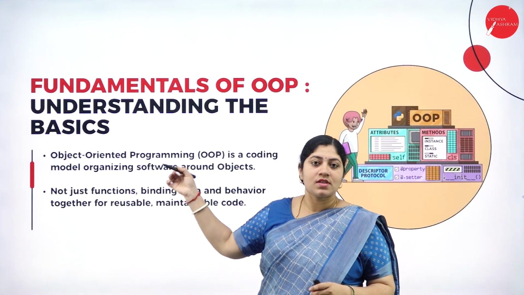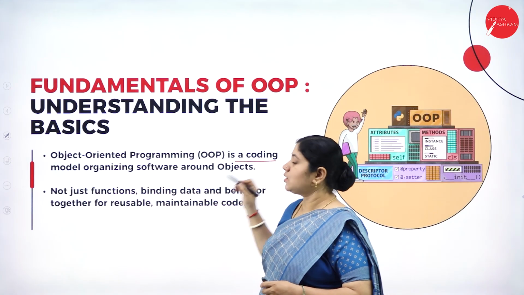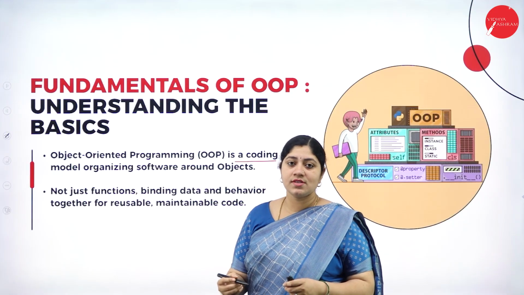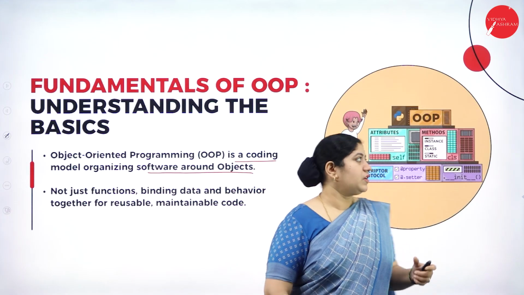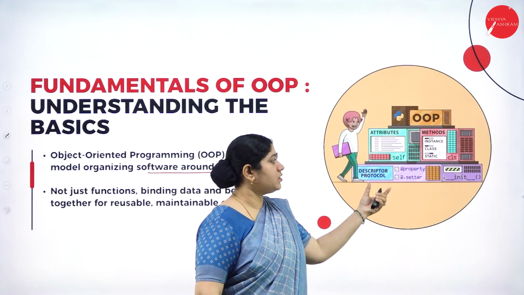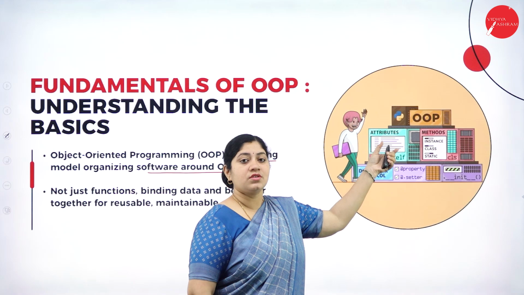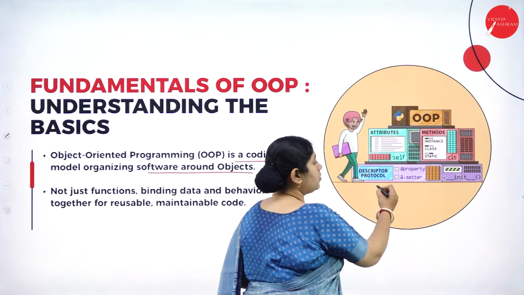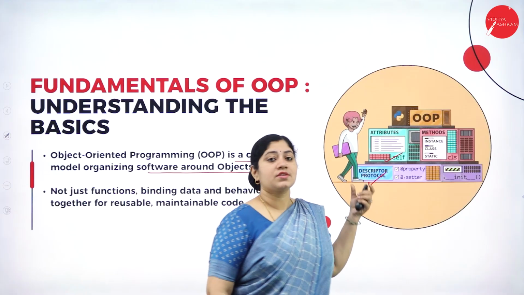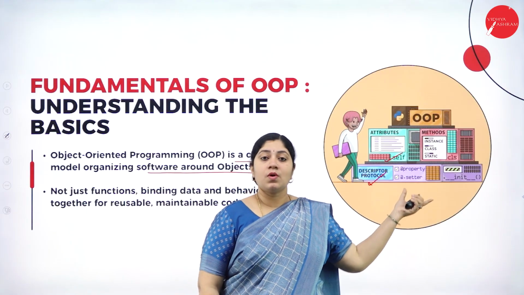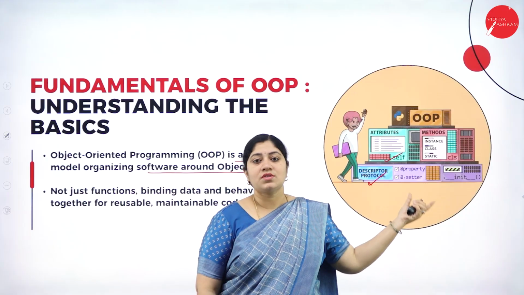OOP is nothing but object-oriented programming, which is a coding model that organizes software around various objects. Over here we can see there is an OOP which is bound along with different objects. You can observe here there is a description protocol, a self protocol, various attributes, and methods. All this forms a complete concept for OOP, in turn a software.